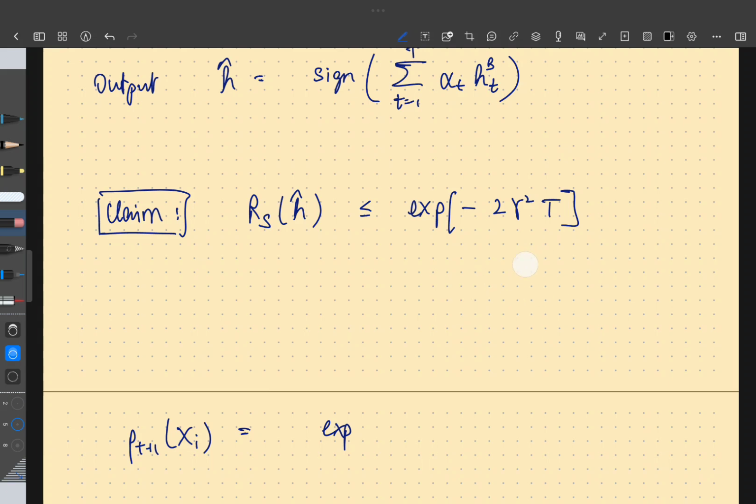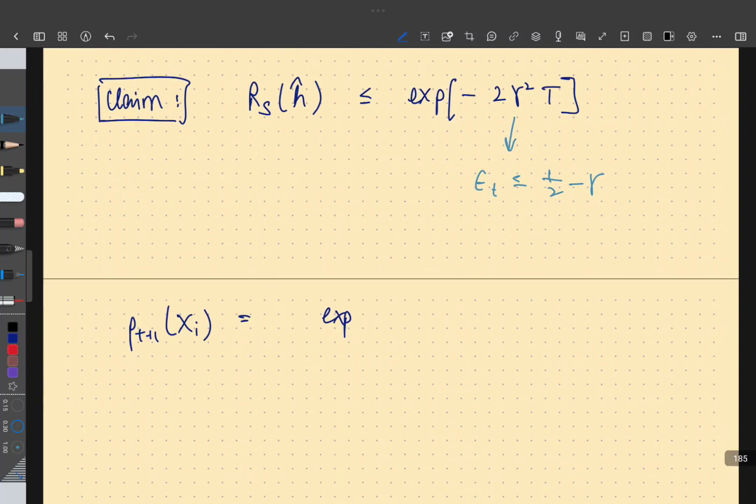So basically we're assuming that essentially each epsilon t is less than or equal to half minus gamma. That's the gamma. For every t, epsilon t is less than or equal to half minus gamma. Okay, so let's look at p t plus 1 of x i.